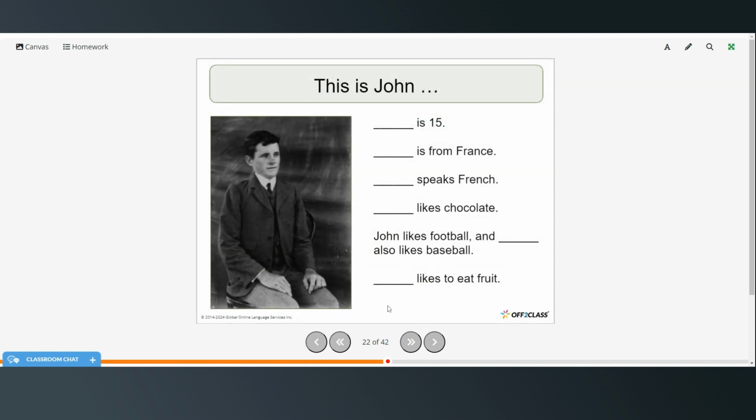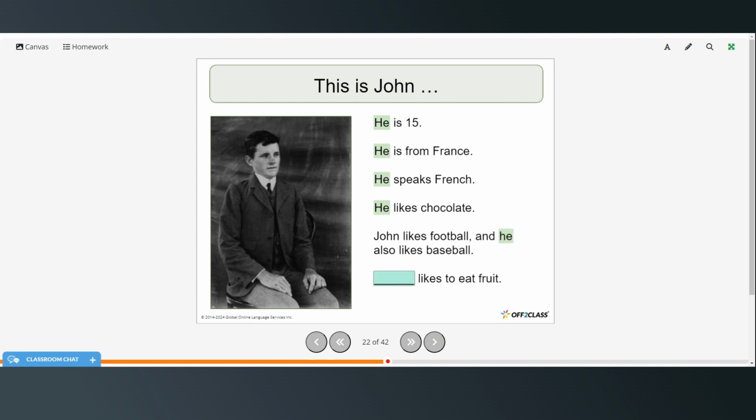Okay, so this is John, and we're going to fill in the blanks with the correct subject pronoun. So John looks like he is a boy, a teenager. So for men and boys, we use he. So he is 15. He is from France. He speaks French. He likes chocolate. John likes football, and he also likes baseball. He likes to eat fruit.